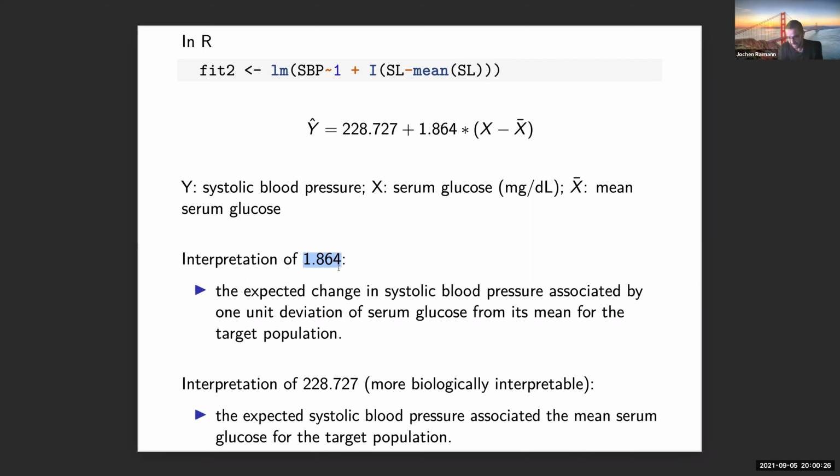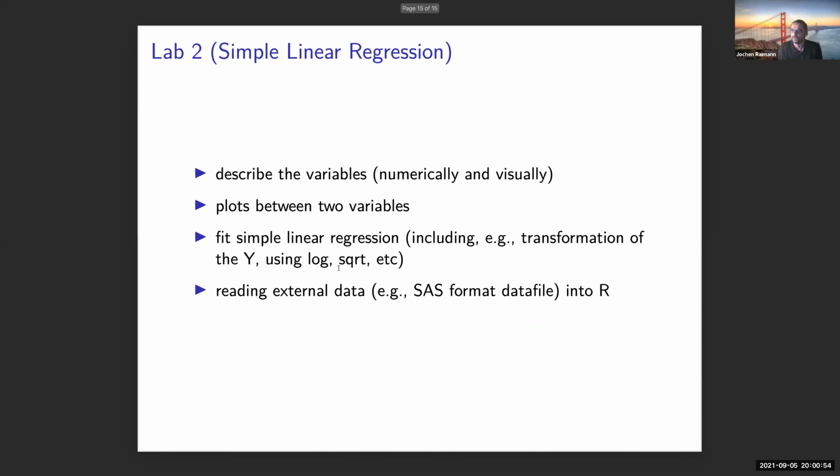Good. So 228.3 was now the mean. So don't confuse this with an intercept. This is a centralized kind of serum glucose instead of an intercept, and it's a different interpretation and makes it biologically easier to digest. Good. Hope this was all reasonable.